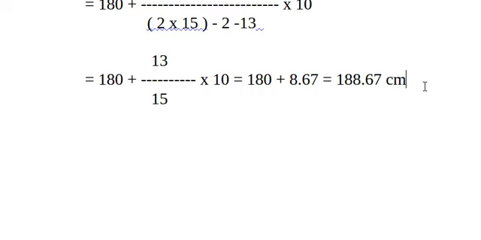So in this way we need to find the mode of grouped data. This is my answer, and that's all.